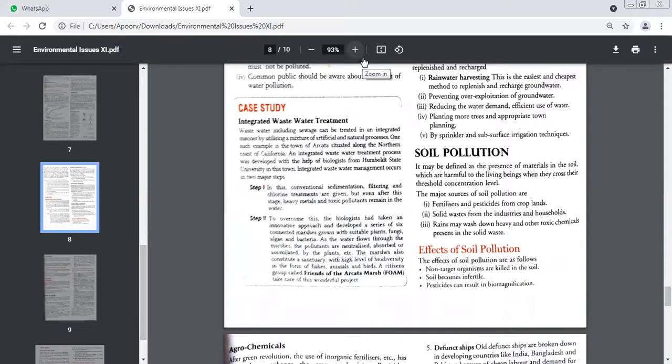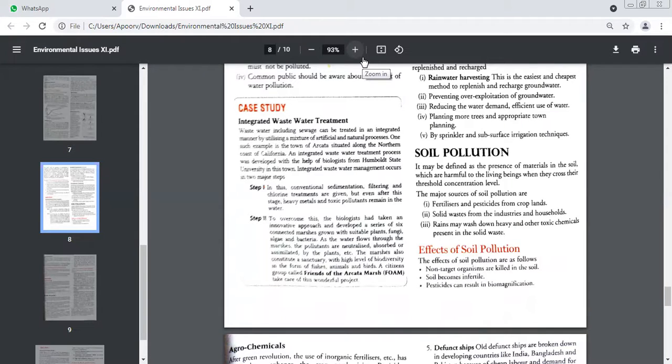Very good. Now, this occurs in how many steps? This integrated water treatment that we're talking about, it occurs in how many steps? Two. What happens in step one? Tell me. Sedimentation and filtration. Chlorine treatment is given. Yes, you have these conventional methods. Conventional means we've already been using these methods: sedimentation, filtering, and then chlorine treatment. But even after this, what is still left behind in water?